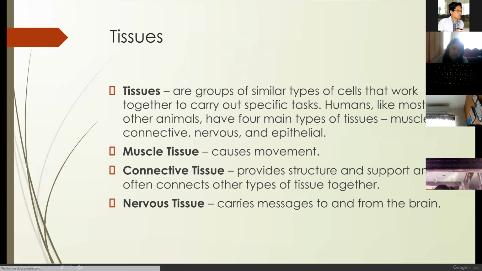If you look at a muscle cell, it's just a single cell. But if you group muscle cells, it will create a muscle tissue or muscle fiber. What else? Skin cells. If you group the skin cells, it will form a skin tissue. Humans, like most other animals, have four main types of tissues. Please take note of the four main types of tissues: the muscle, connective, nervous, and epithelial.